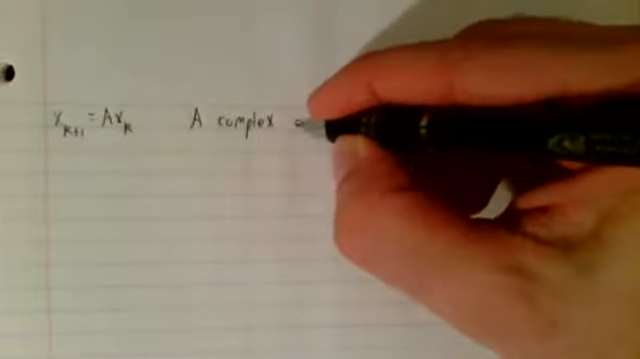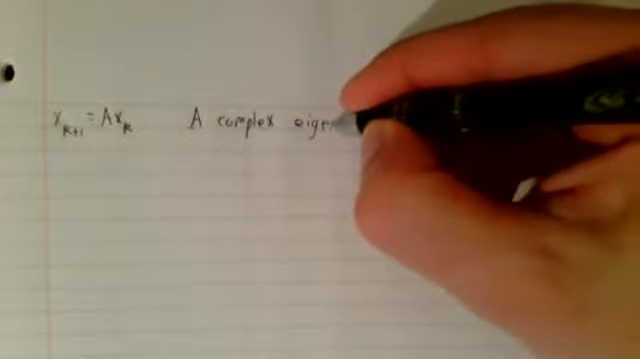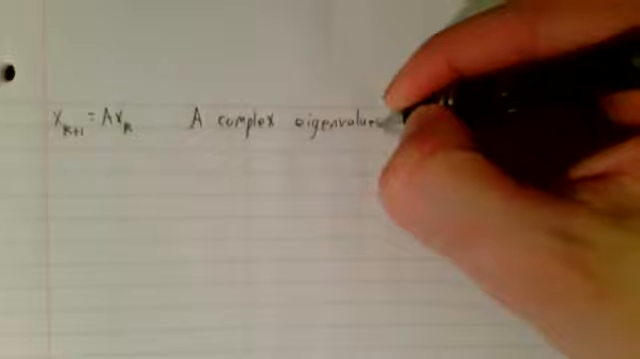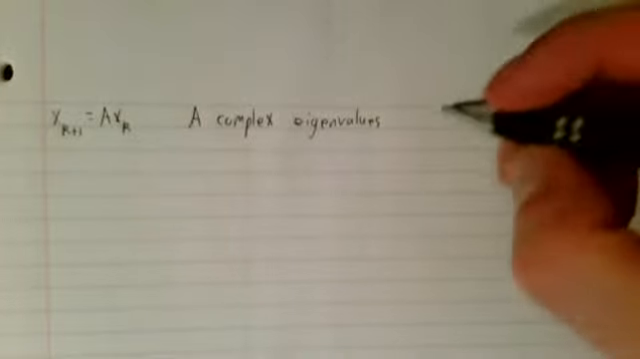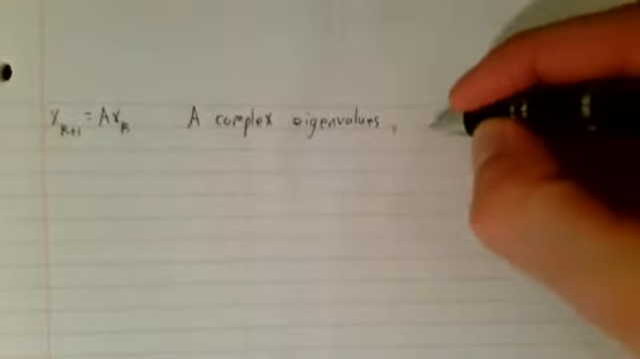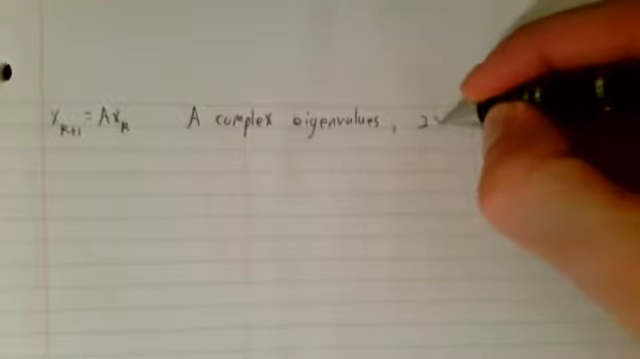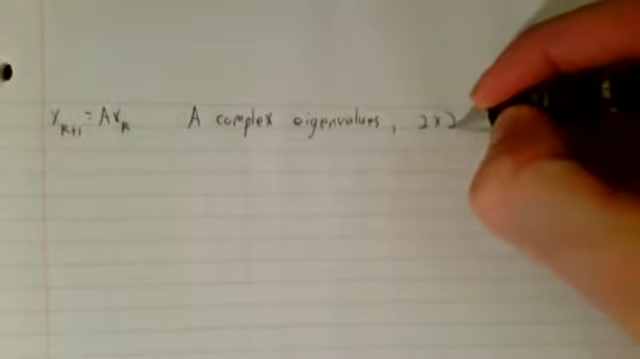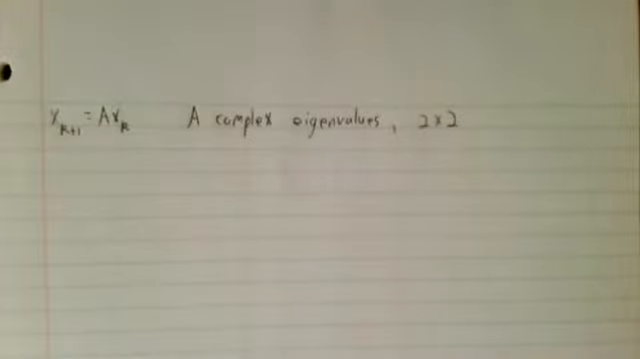But now we are going to look at matrices A with complex eigenvalues. And we're going to limit ourselves to the 2 by 2 case, just for simplicity.